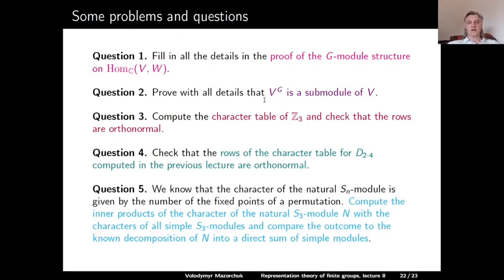And question 5. We know that the character of the natural Sn module is given by the number of the fixed points of a permutation. Compute the inner product of the character of the natural S3 module n with the character of all simple S3 modules and compare the outcome to the known decomposition of n into a direct sum of simple modules.